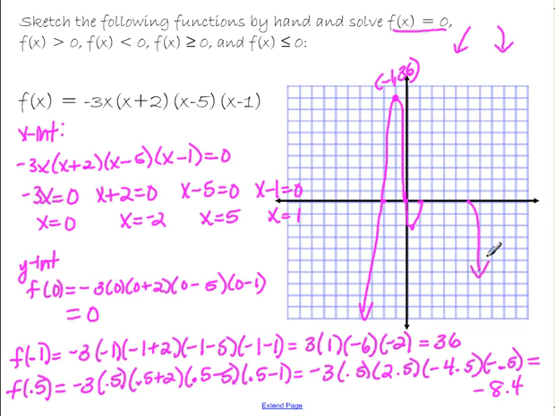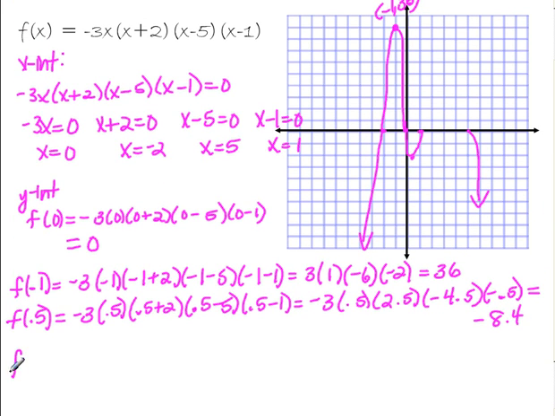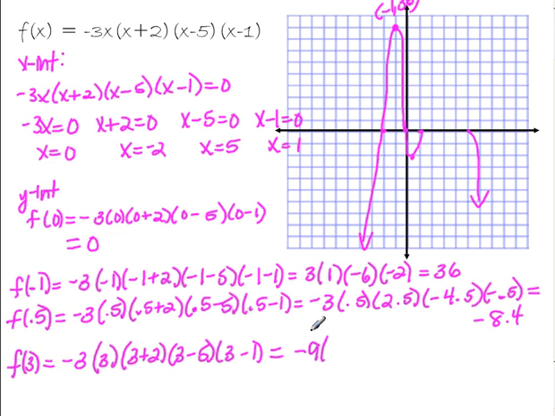back down. So we need to find something between the 1 and the 5, so let's do maybe f of 3. So if we find f of 3, we would have negative 3 times 3 times 3 plus 2 times 3 minus 5 times 3 minus 1. So that's a negative 9. 3 plus 2 is 5. 3 minus 5 is negative 2. And 3 minus 1 is 2.